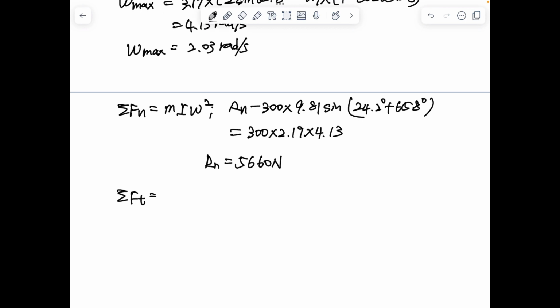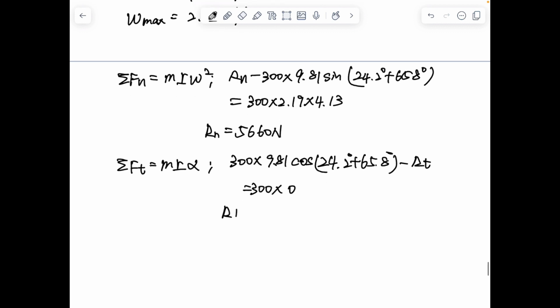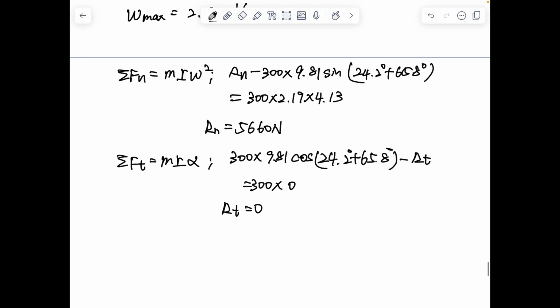In tangential direction, again it is equal to m r alpha. We have 300 times 9.81 times cosine of 24.2 plus 65.8 minus RT is equal to 300 times 0. Then RT will be 0. Then R is equal to Rn, which is equal to 5.66 kilonewton.